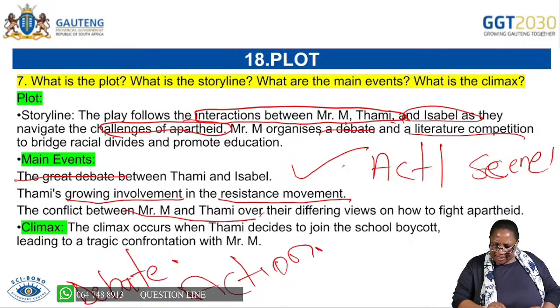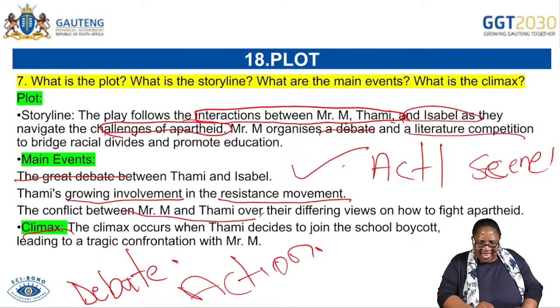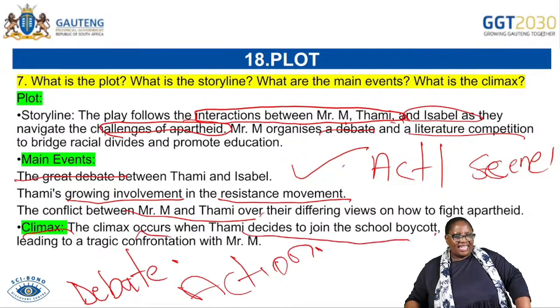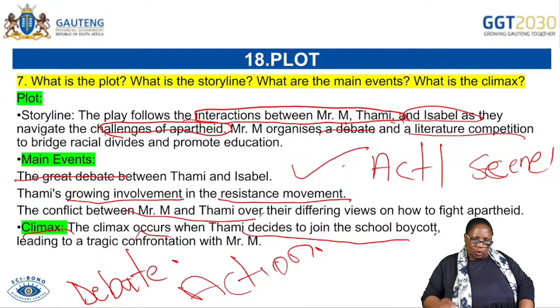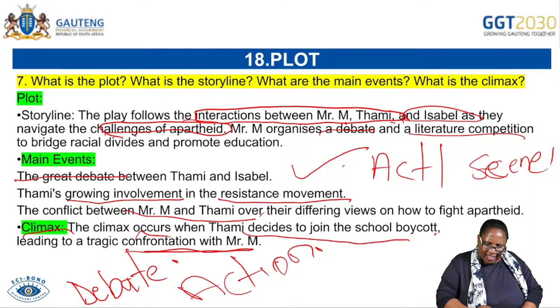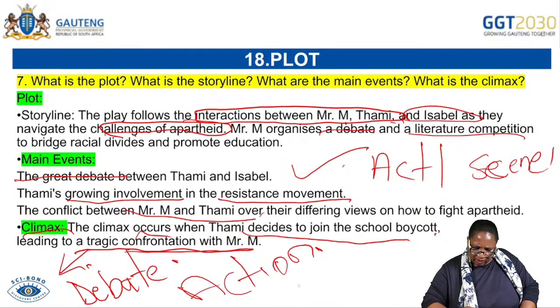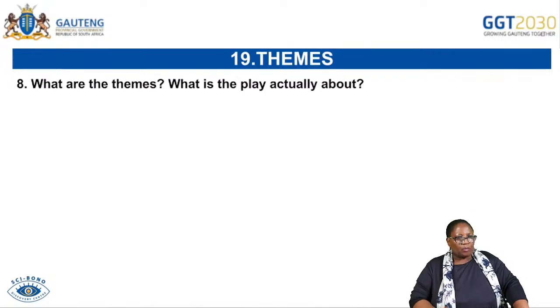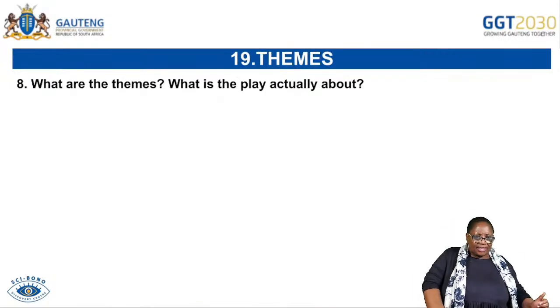What about the climax? The climax occurs when Tammy decides to join the school boycott, and that leads to what? To the confrontation, tragic confrontation with Mr. M. That tragic confrontation with Mr. M leads what? Leads to the death of Mr. M. Okay. We have the themes.